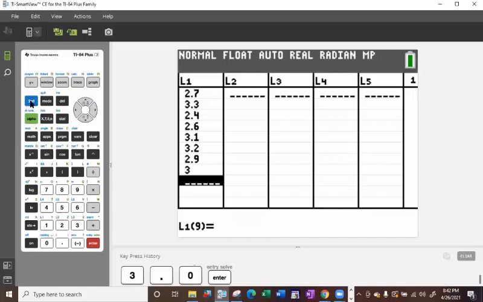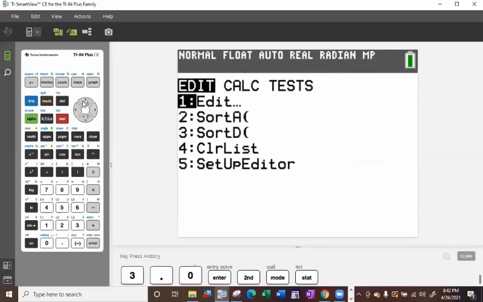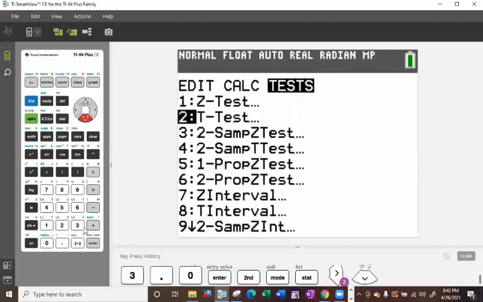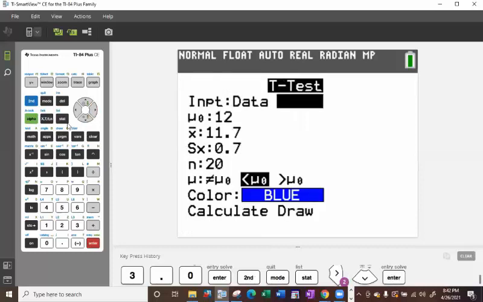Let's see. Okay, I'll quit out of that. And now we go back to t-test. And you will do this as data instead of stats. Data means you're getting it from a list. Stats means what we normally do, where we just enter the numbers.